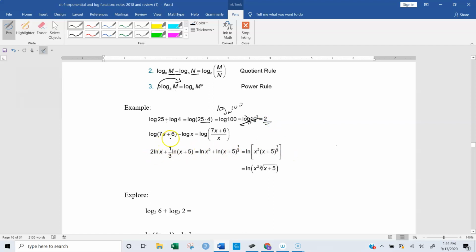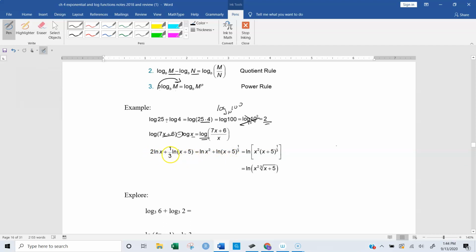Okay, let's try this one. This one here's tricky. People usually like to mess this up. Remember, this is one thing and cannot be separated, and subtraction means division. So now it's log of x plus 6 divided by x. Your goal is to get to one log in the equation, or one natural log in the equation, when you are condensing. So this one here is a little more complicated.